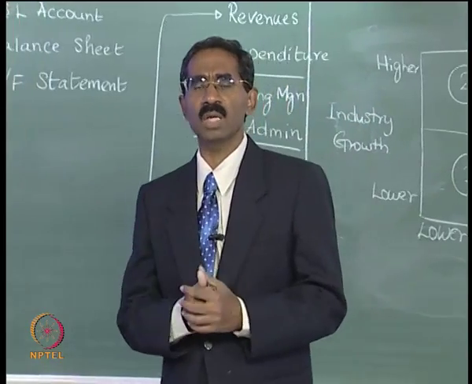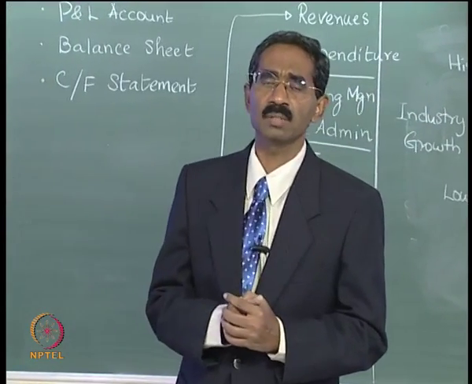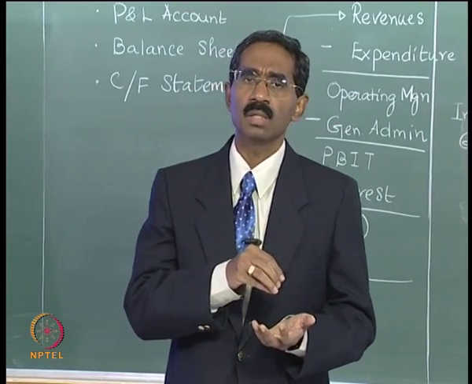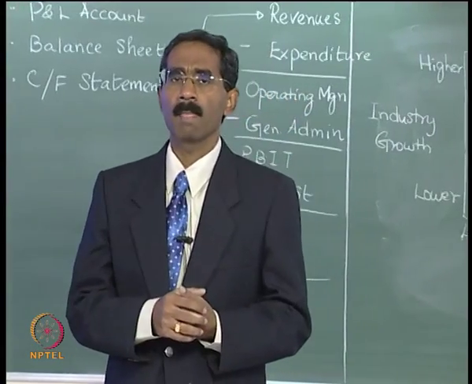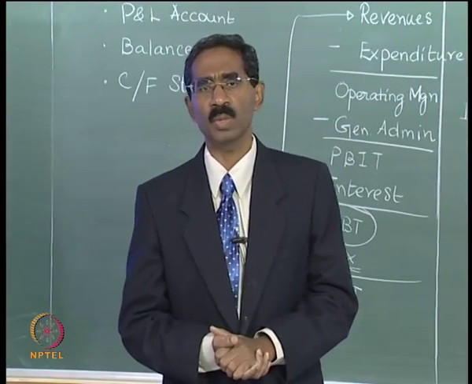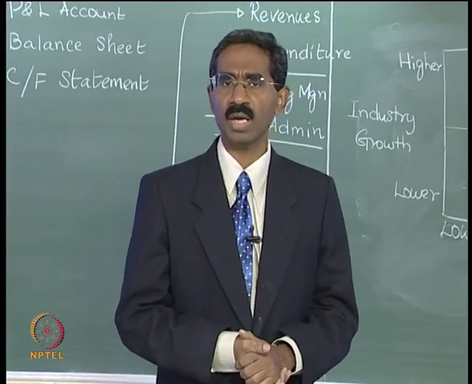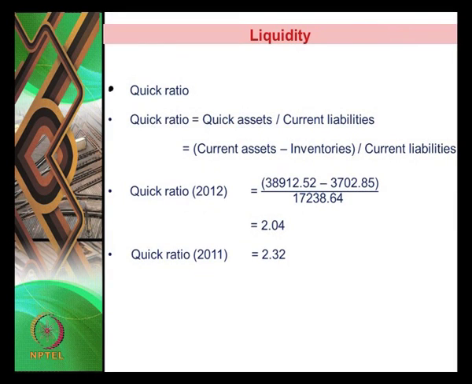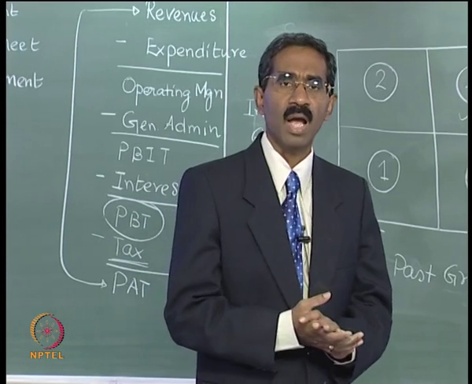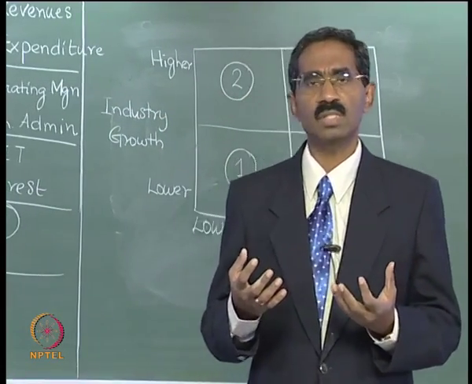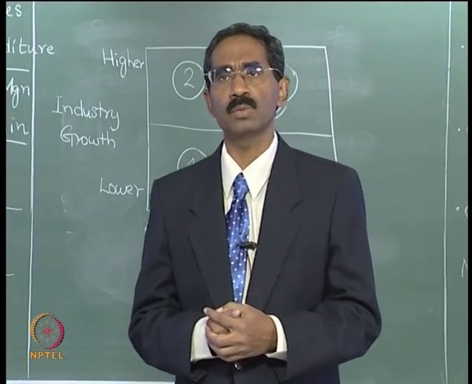So, to take into consideration that inventories might not be liquidated so easily, there is another indicator of liquidity, which is your quick ratio. Quick ratio is nothing but the ratio of quick assets to current liabilities. How do we calculate quick assets? We remove the inventories from the current assets, and that is called your quick assets. So, quick assets divided by current liabilities gives you the quick ratio.